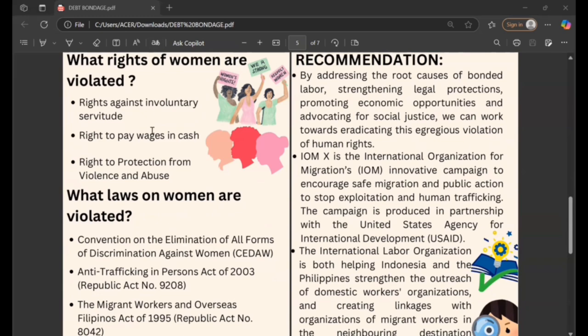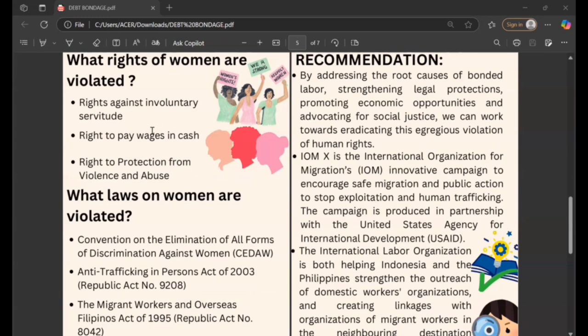For the rights of women that are violated under debt bondage, first, the right against involuntary servitude, that is enshrined in the 1987 Philippine Constitution, ensuring that no individual is forced into labor against their will. This right is not just about protecting individuals from slavery or coercion. It also extends to situations like debt bondage, where individuals, particularly women, are trapped in cycles of labor to pay off debts, often under exploitative and unfair conditions.